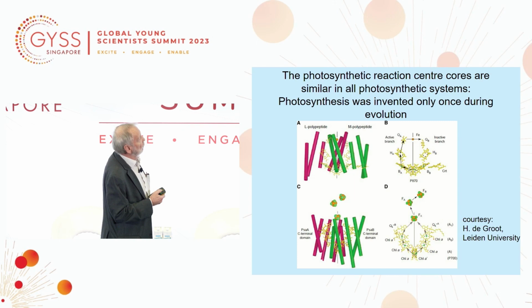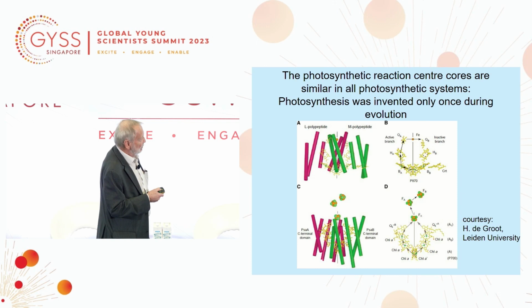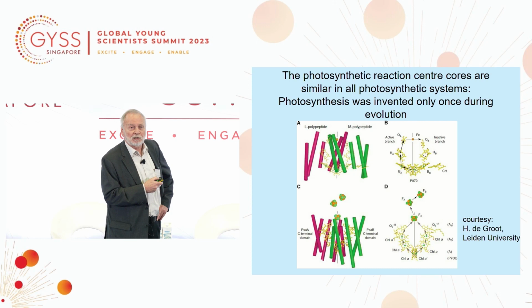Now people were able to crystallize and get structures of all different types of photosynthetic reaction centers. So this is the purple bacterial reaction center, where they have the primary electron donor and the one branch which is used, the other way around. These are the two protein subunits, the L and the M subunit. This is photosystem 1, where you also have this kind of primary electron donor, then the chlorophylls and the quinones at the end, and then here you have iron sulfur proteins to go on. So the cores of the reaction centers are all very similar, and this means that photosynthesis was invented only once during evolution. So I wonder whether this would also happen on a different planet, quite far in the universe, or how unique this invention of the photosynthetic reaction center was.